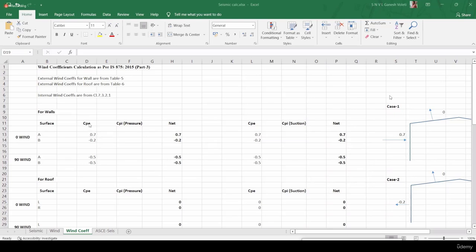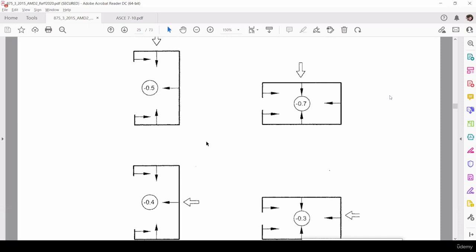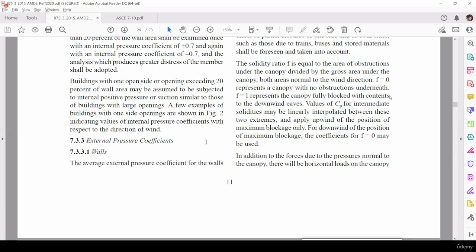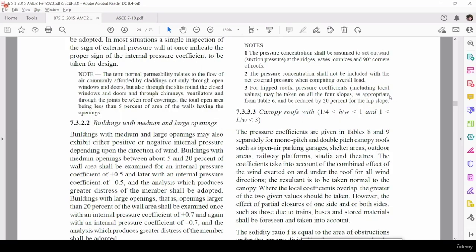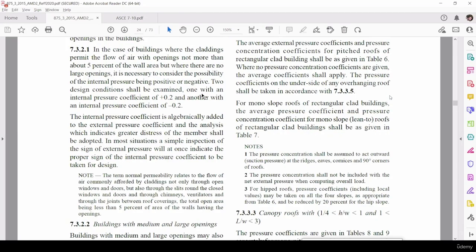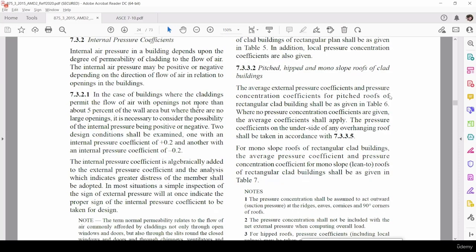So we have taken external coefficients for walls, right? So what about the internal coefficients? For internal coefficients, we have to use clause number 7.3.2.1. So just go to the 7.3.2.1 clause. In case of buildings where the claddings permit the flow of air with openings not more than about 5%.